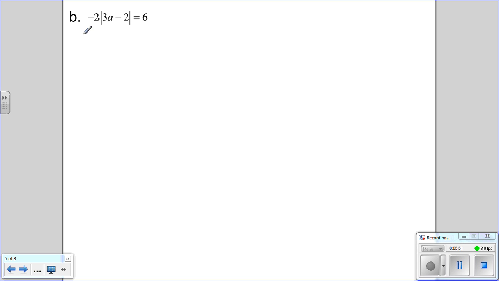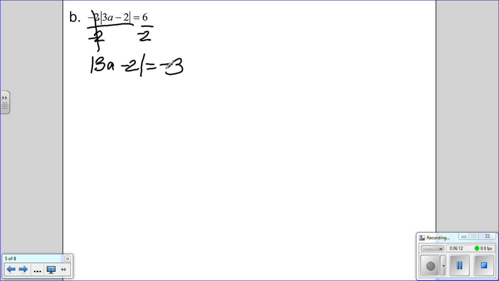So to cancel out negative 2, the opposite of multiplying is dividing. So if I divide both sides by negative 2, these over here will cancel out, and I get the absolute value of 3a minus 2 equals 6 over negative 2, which is negative 3. Okay, now at this point you could continue to solve.